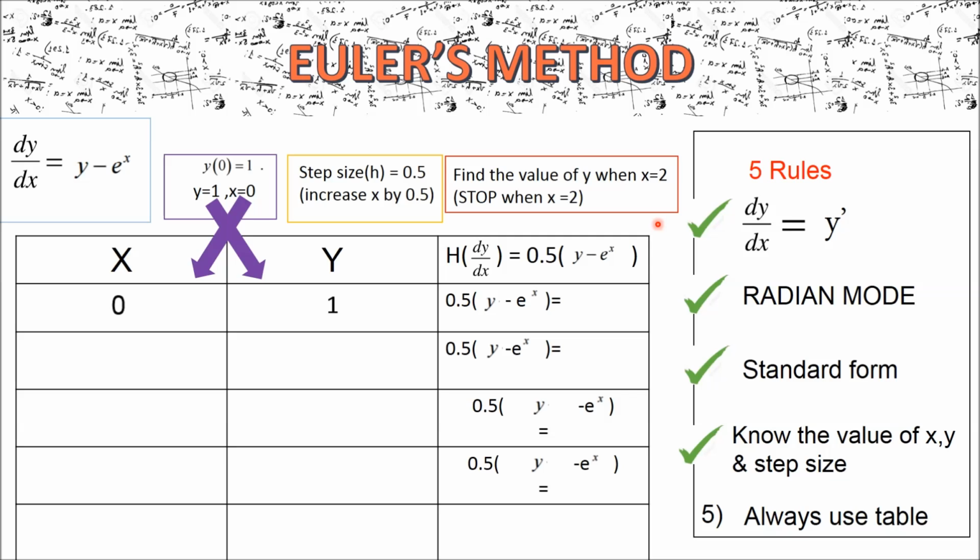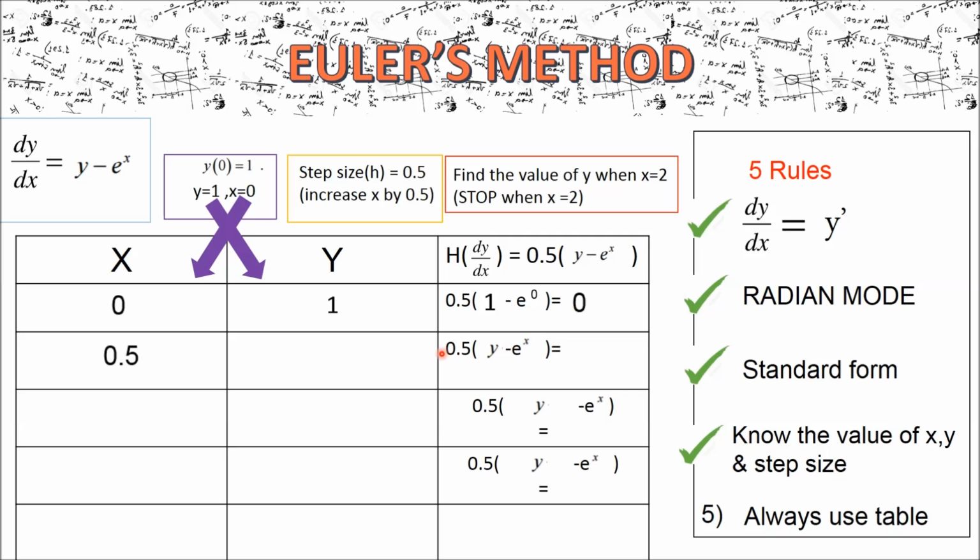After knowing these 2 variable values, you can sub them inside the equation at the third column, where y is equal to 1 and x is equal to 0, which you will get a value of 0. Since our step size value is 0.5, every time you increase the x value, it will be according to the h value. So our x value now will be 0.5.